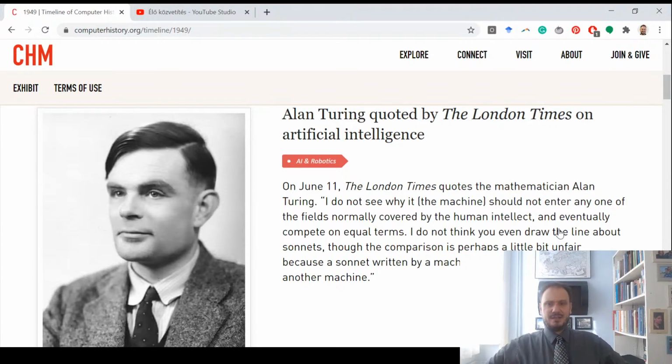But Alan Turing said: I do not see why the machine should not enter any of the fields normally covered by the human intellect and eventually compete on equal terms. I do not think that even drawing the line about sonnets through the comparison is perhaps a little bit unfair, because a sonnet written by a machine will be better appreciated by another machine. As you can see, genuinely a true and new idea.